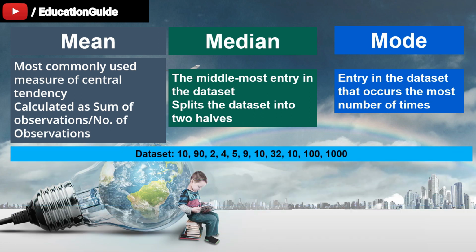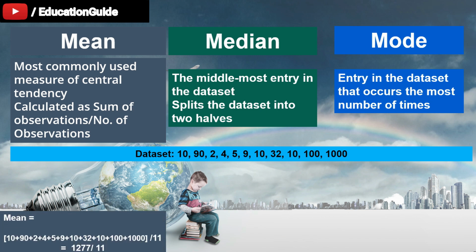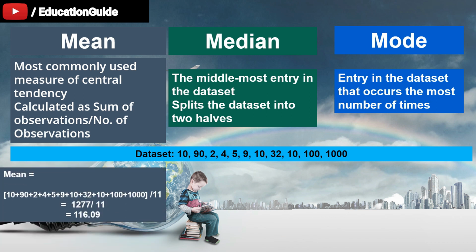If we take a data set with entries 10, 90, 2, 4, 5, 9, 10, 32, 10, 100 and 1000, its mean will be simply the sum of observations, that is 10 plus 90 plus 2 plus 4 plus 5 plus 9 plus 10 plus 32 plus 10 plus 100 plus 1000, divided by the number of entries. Since the number of entries here is 11, that's simply by counting, we have to divide the sum of observations by 11. The value comes out to be 116.09, which is not present in the data set with outliers.